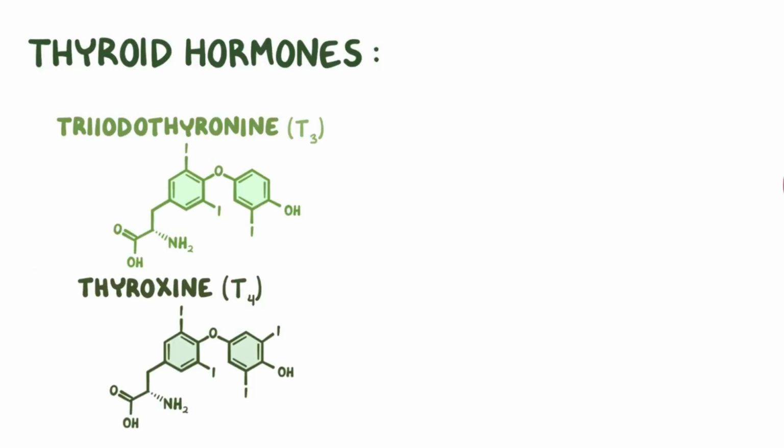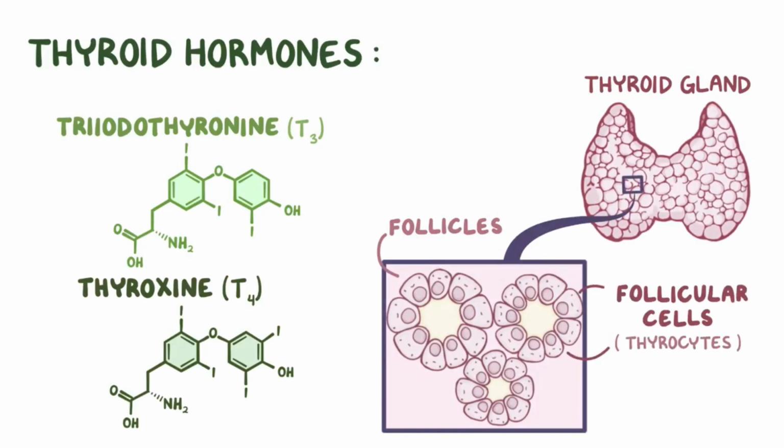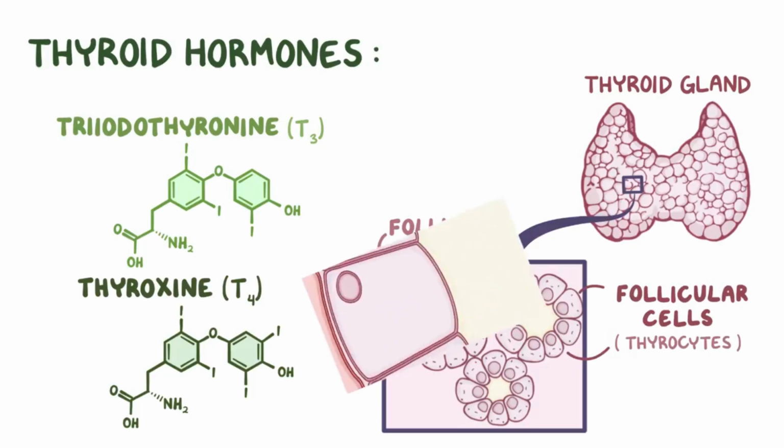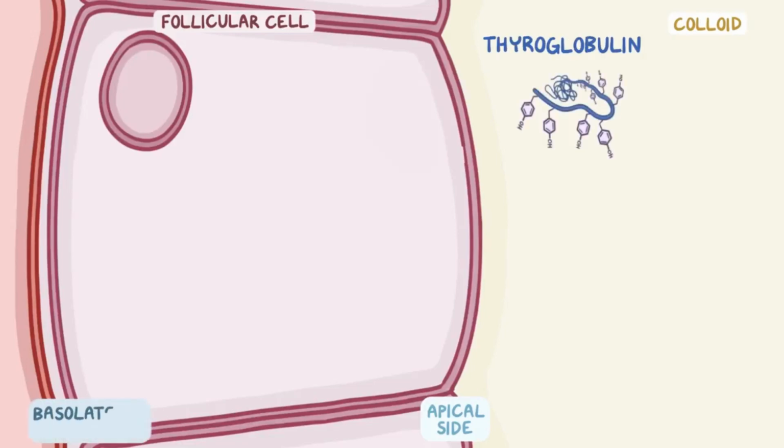Now, if we zoom into the thyroid gland, we'll find thousands of follicles, which are small, hollow spheres whose walls are lined with follicular cells, or thyrocytes. Zooming further into these follicular cells, we'll see their apical side that surrounds a central lumen filled with a viscous fluid called the colloid. The colloid contains the precursor hormone thyroglobulin. The basolateral side of follicular cells is in contact with blood vessels that supply these cells.